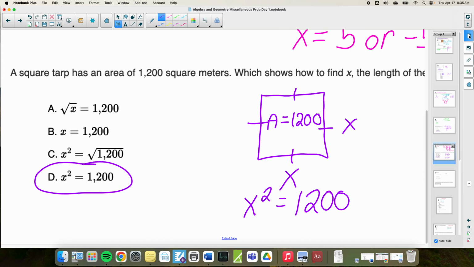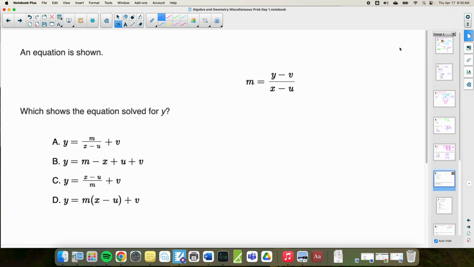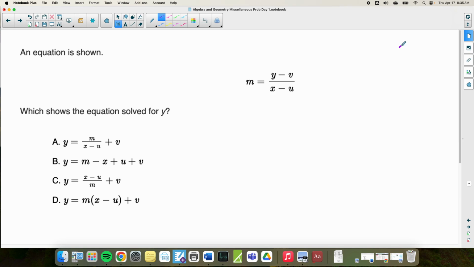Okay, then if I look here, this is another thing we haven't talked about that they could potentially ask you about. They could give you a formula and ask you for one variable in the formula, so you have to solve that equation for that variable. And in this one, they want us to solve it for y, which is right here, okay?